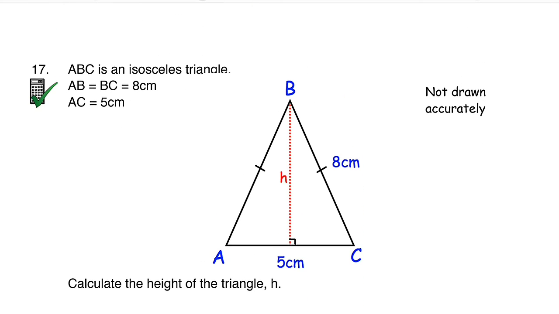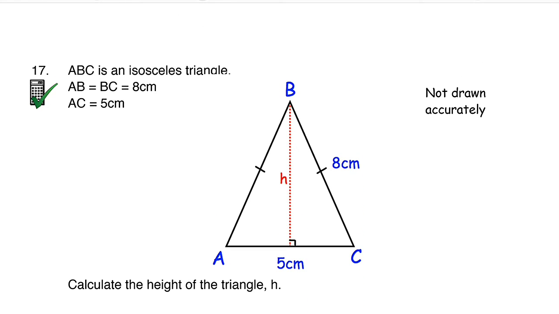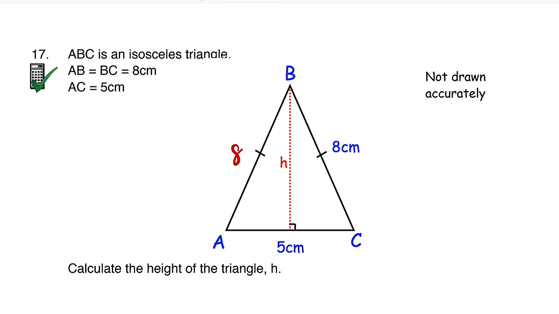Question number 17. ABC is an isosceles triangle. Remember, an isosceles triangle has the other legs equal. So if this is 8, this must be 8. We have AC as 5 cm. So what are we looking for? We are looking for h. The base is 5 cm. So if you divide it by 2, it will be 5 divided by 2 each.